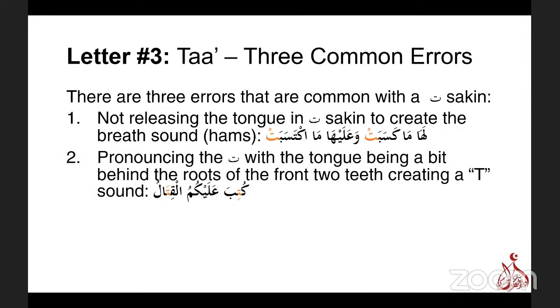Common mistake number two is more amongst American kids. I have some students that do this too. Pronouncing the ta with the tongue being a bit behind the root. As I mentioned, your tongue should be in the area that intersects between the top teeth and the gums, so it's almost touching both of them. Ta, ta, ta. You can feel your tongue on your teeth and on the gums at the same time. Ta. But if you move your tongue up, it's not touching the teeth at all, and you're going to create a T instead.